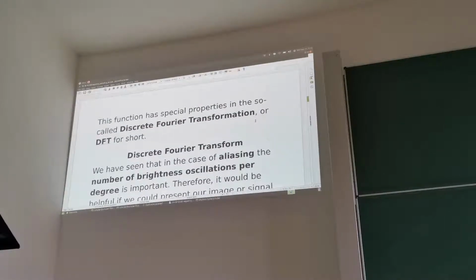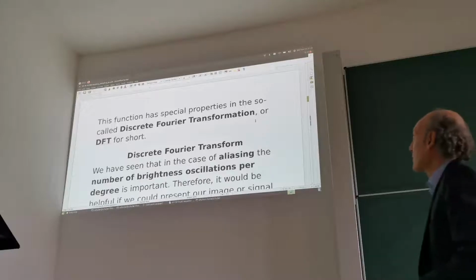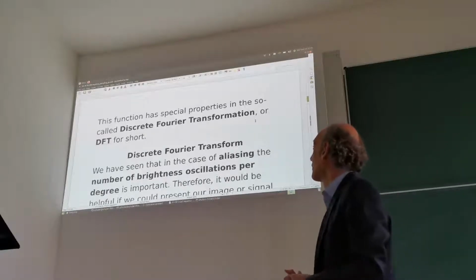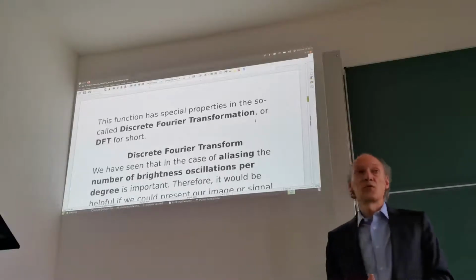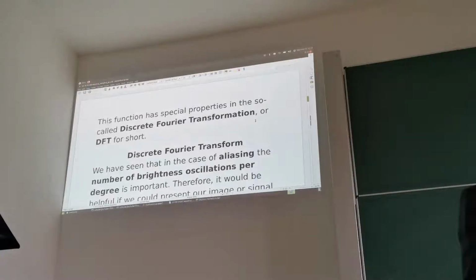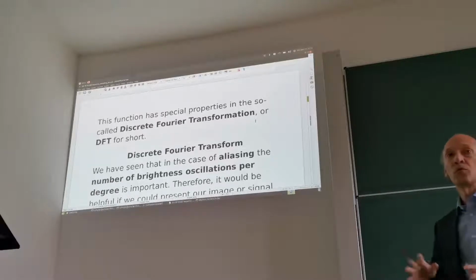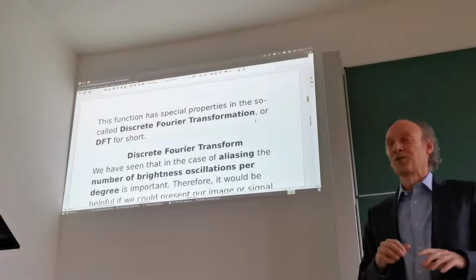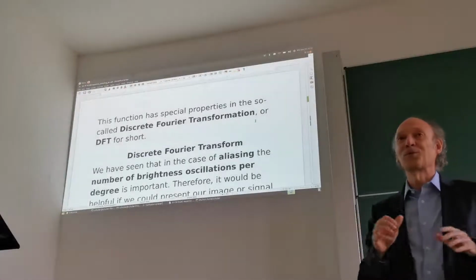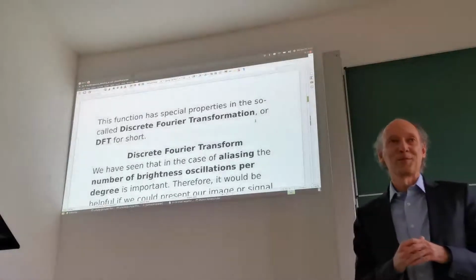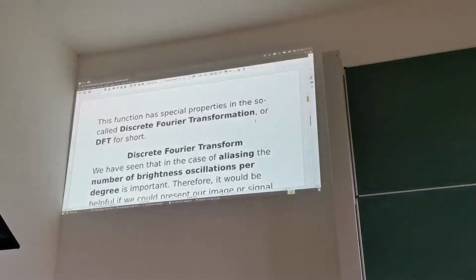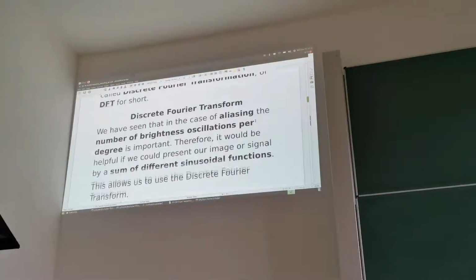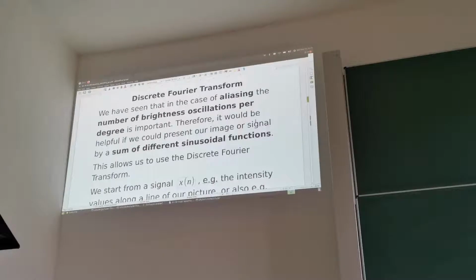And this SI function has special properties in the so-called discrete Fourier transformation, or DFT for short, or also in general the Fourier transform in the non-discrete. Have you heard about the Fourier transform? Yeah. Have you heard about the discrete Fourier transform? Okay. Not yet. Okay. So this is now the discrete Fourier transform.